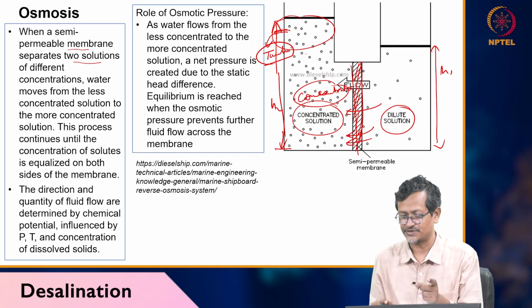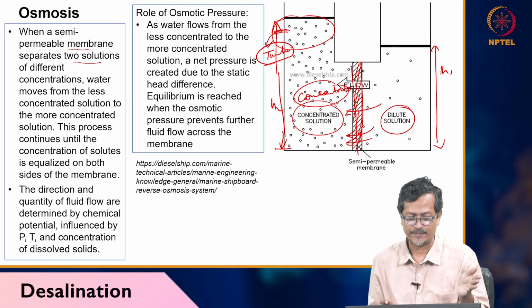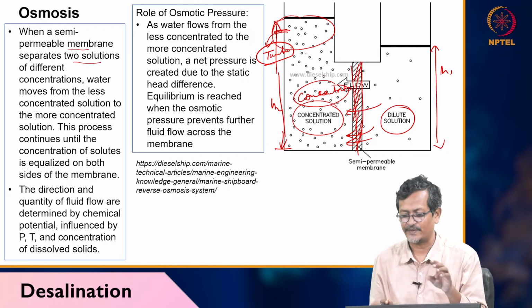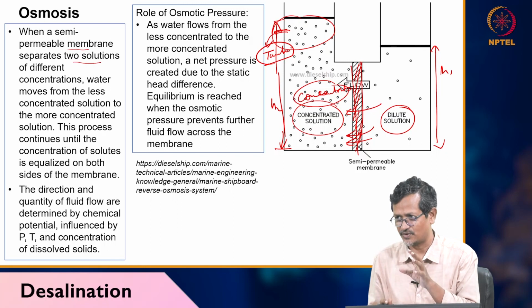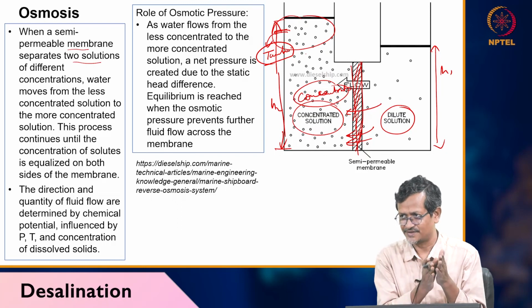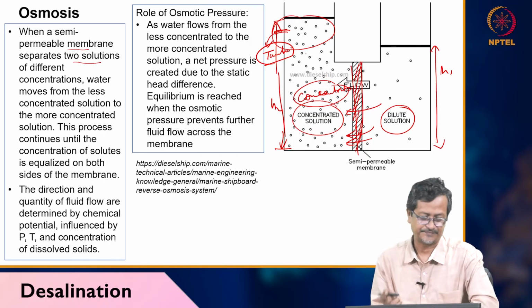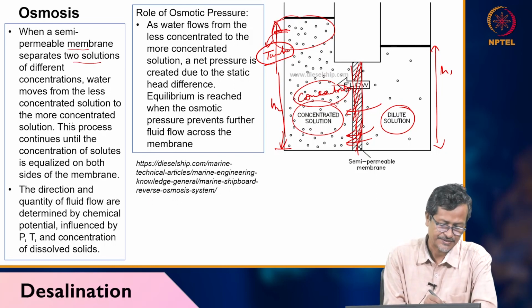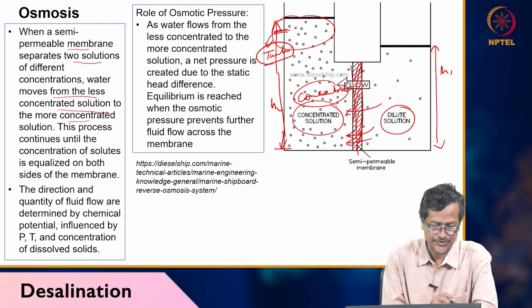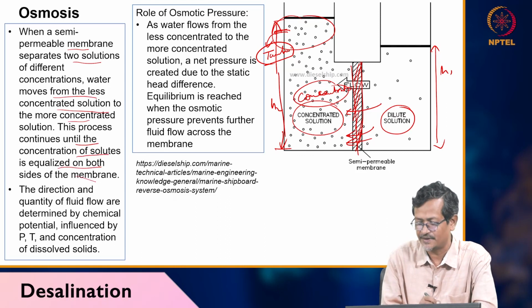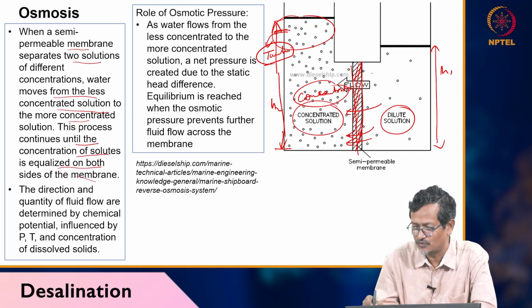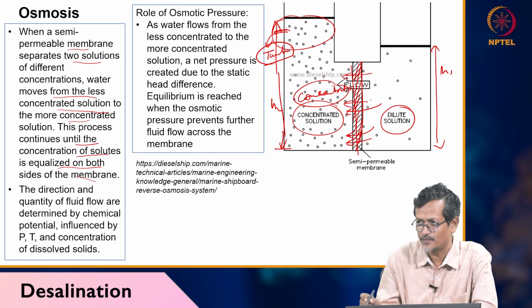This is called osmosis. This is called a semi-permeable membrane. The term semi-permeable means it will restrict a certain amount of salt or fluid and allow a certain amount. Okay, in this process, you see this one, water moves from the less concentrated solution to the more concentrated solution. This process continues until the concentration is equalized on both sides of the membrane. So continuously this low density fluid, water, will be moving through this one.